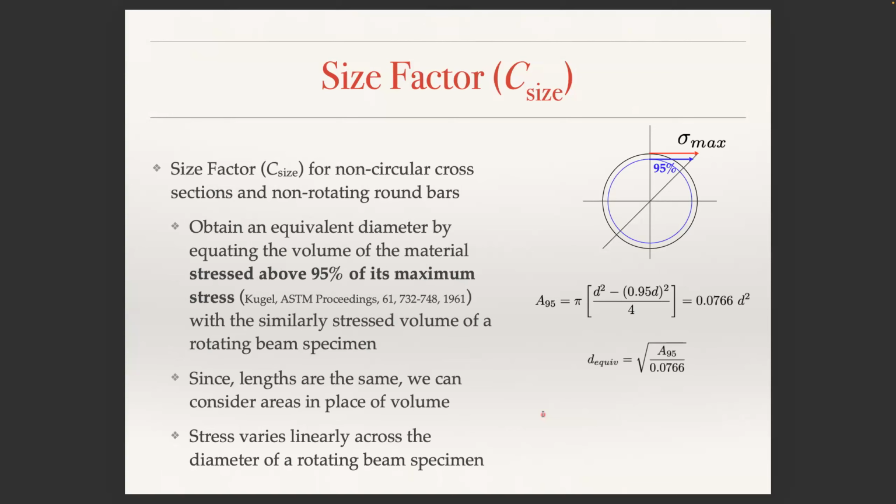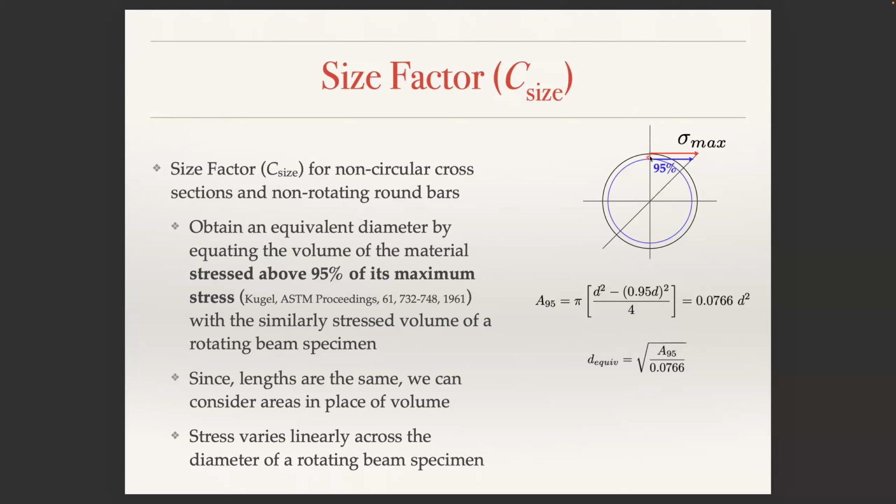Here I will quickly describe it. Suppose you have a non-circular cross section and non-rotating round bars, if the bar is not rotating, and you are applying bending cyclically. If you take this circle, the maximum stress will be in the outer layer. Do you agree or not? The stress will vary linearly from the center of the shaft to the outer layer, like that.